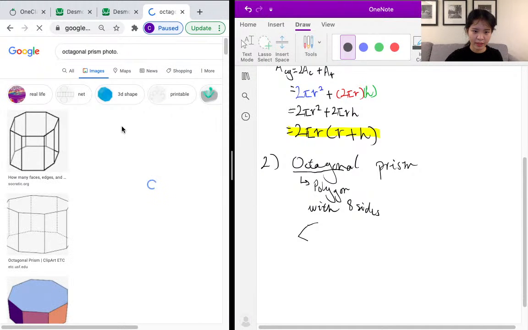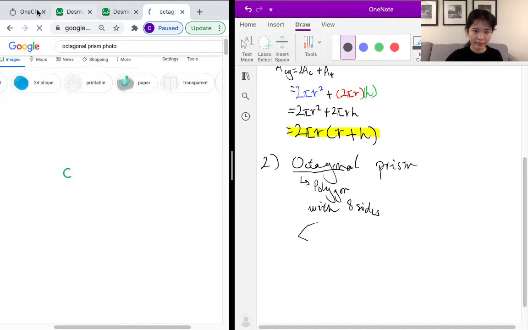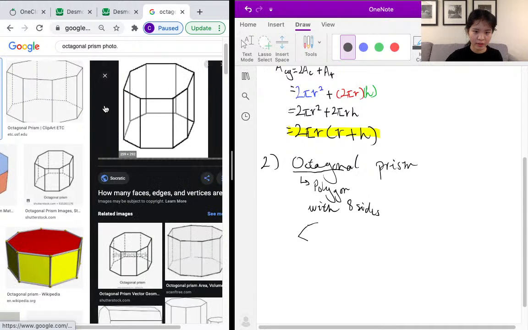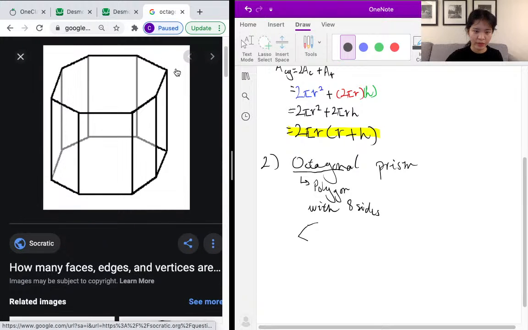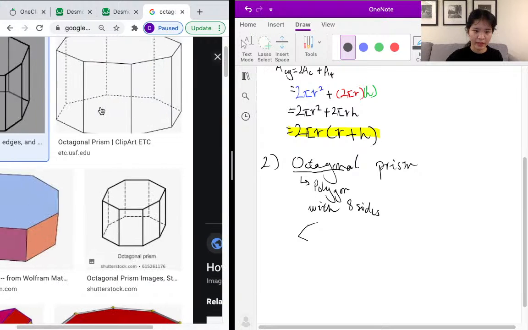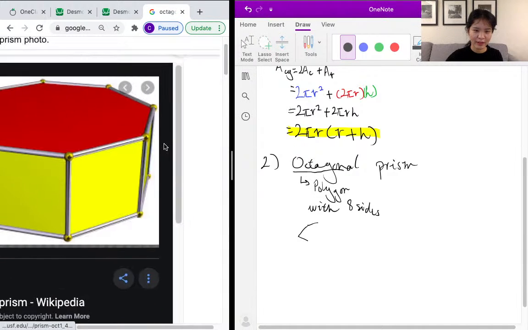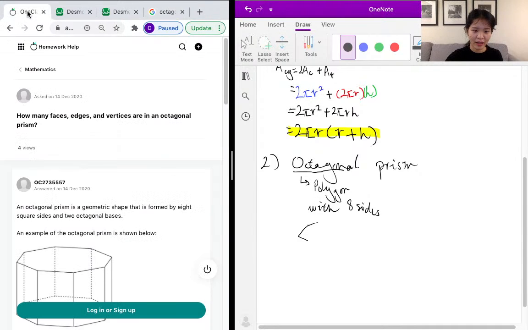And let me just click on it. Perfect. So this is our octagon, our octagonal prism. A prism that has 8 sides, 1, 2, 3, 4, 5, 6. Perfect. Actually, let me just use this photo because it looks better. Also, it kind of looks like a drum, which is even better.